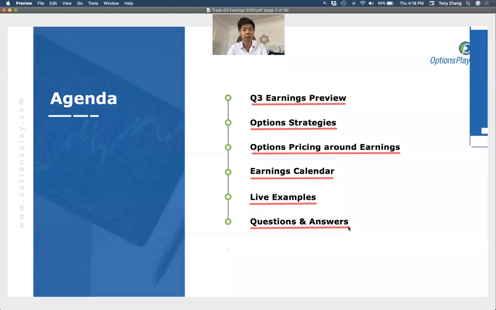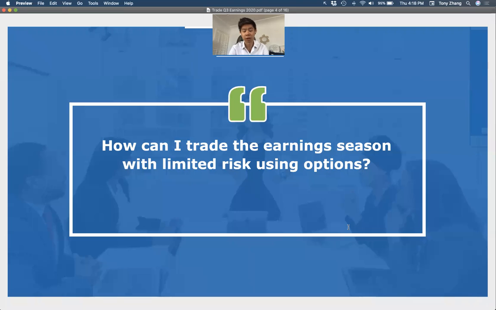Then we're going to try to go through as many examples as possible to show you the strategies we're referring to, and at the very end, we'll open this up for Q&A. But the primary question that I want investors to walk away from today's session understanding is, how can you trade the upcoming earnings season with limited risk? And the key phrase here is limited risk, utilizing options. So that's what we're going to explore here today on our session.